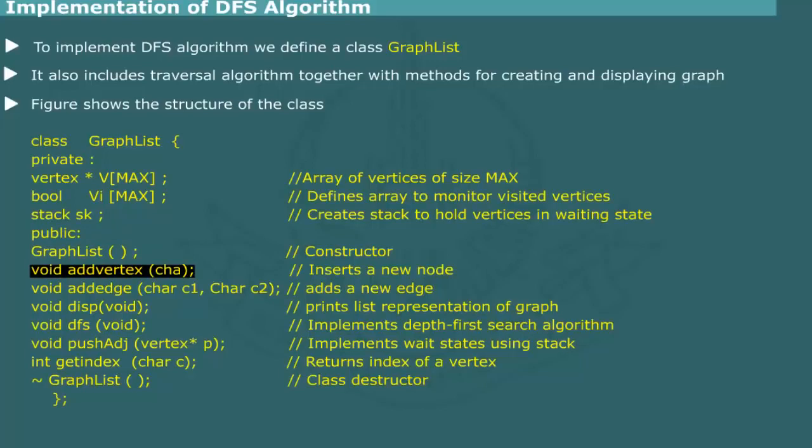Add vertex inserts a new vertex into the graph. Add edge creates a new edge between a given pair of vertices. Disp prints a linked list representation of graph. DFS implements the depth-first search algorithm. Push ADJ handles vertices which are in wait state. getIndex is an auxiliary function to obtain index of a given vertex. Click the button to run the interactive program for the implementation of depth-first search algorithm.